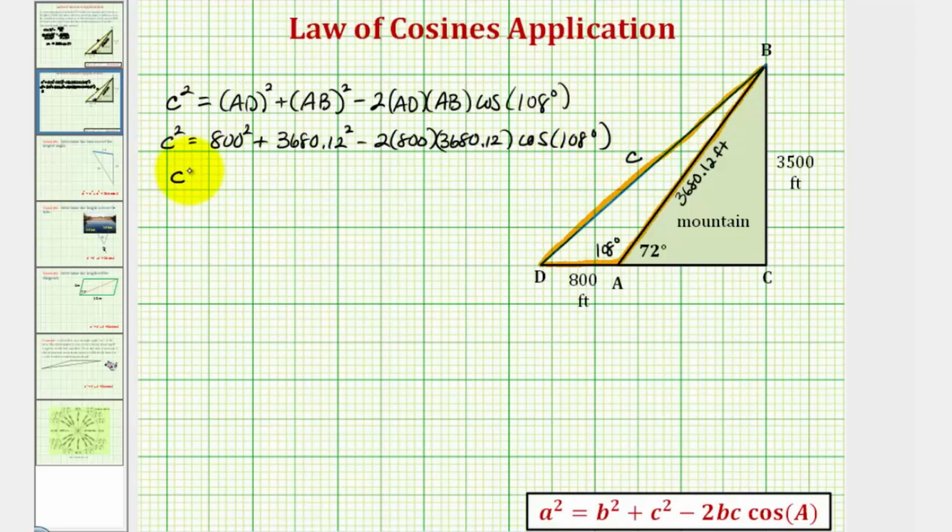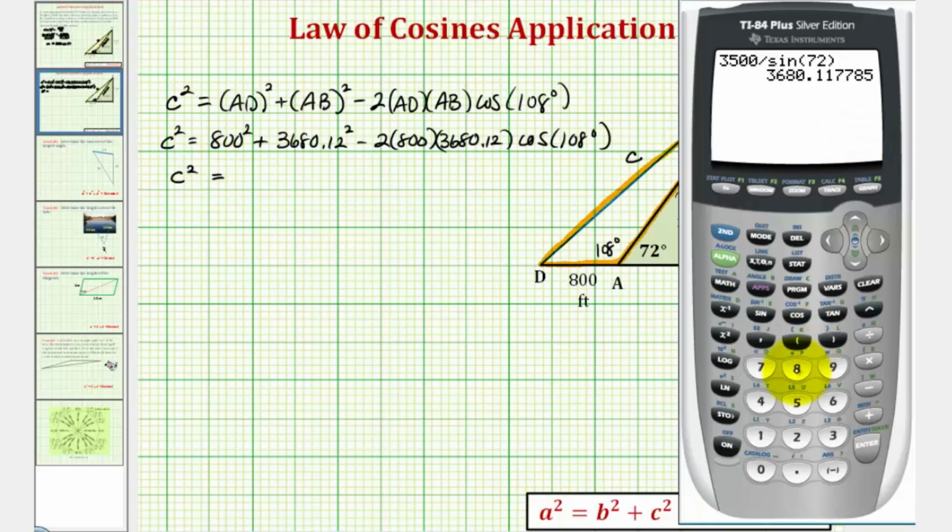And now we'll go back to the calculator to determine C squared. We already know we're in degree mode, so we'll press 800 squared plus 3680.12 squared minus 2 times 800 times 3680.12 times cosine 108 degrees. And we already know we're in degree mode, so we'll press enter. So C squared is equal to 16,002,834.61.